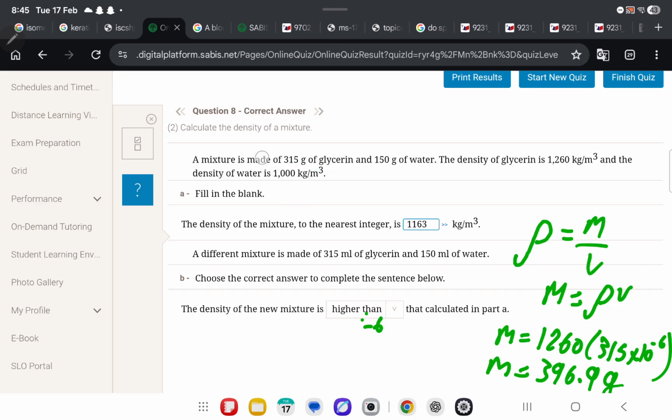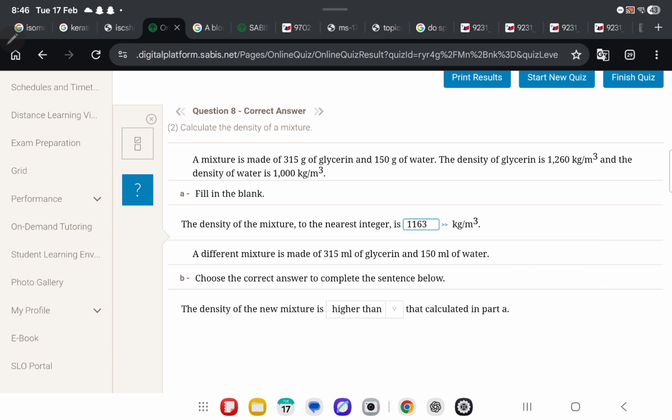Before, I had 315 grams. After, I had 396, or 397 grams. Obviously, if I have a constant mass of water and a bigger mass of glycerin, then I'm going to have a more dense mixture. Why? Because remember, rho is sigma M over sigma V. M increased, and V increased too. So you can say this is directly proportional to this if V is constant. Since M increased, this means rho increases too. And this is how we know that it is higher than that calculated in part A.